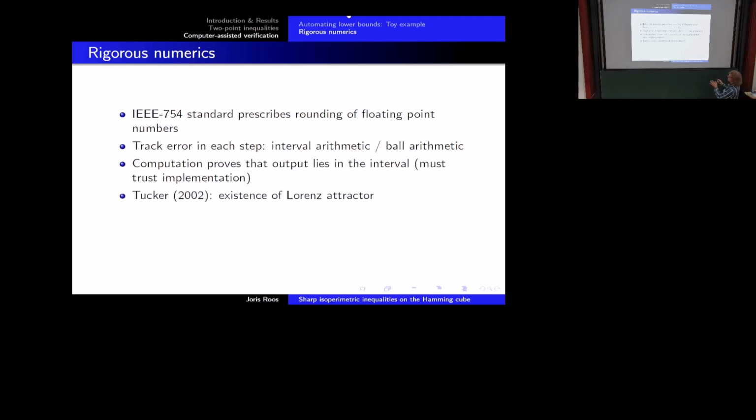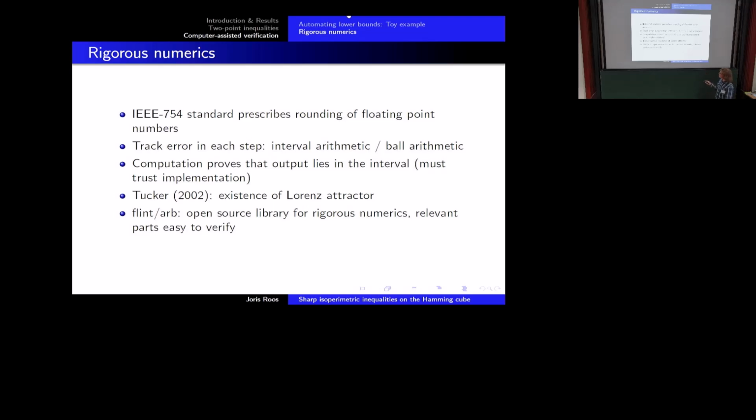And this has been done over the last few decades in many influential projects. So one big one was the proof of the existence of the Lorenz attractor by Tucker. And then another one is also the sphere packing problem in 3D, right? That also involved a lot of computer systems. And nowadays there are open source libraries that do this.